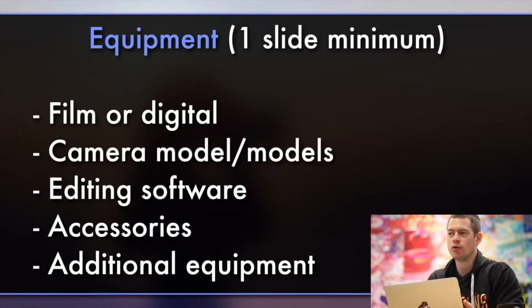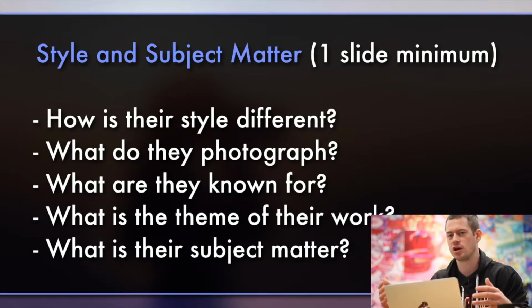Equipment, I want to know, do they shoot film, digital? What kind of camera do they use? What type of lenses? Any other type of accessories, editing software, things like that you can think of. Minimum is one slide, but again, if you find a lot of this, you can split it up onto multiple slides, especially if you want to include pictures of what the camera looks like or what the lens looks like or whatever the other equipment looks like.